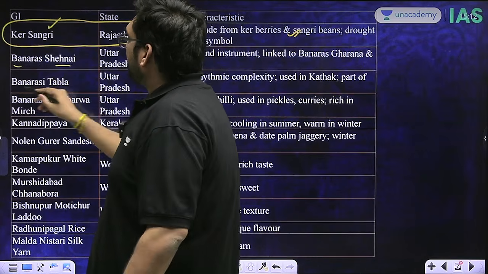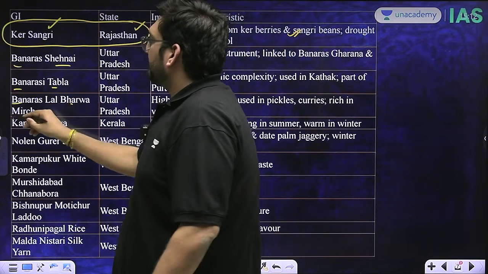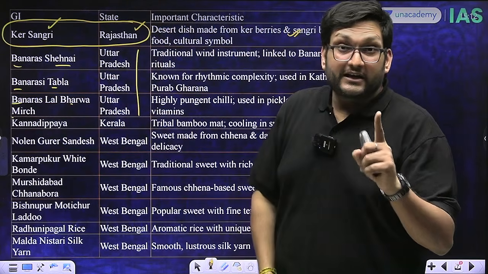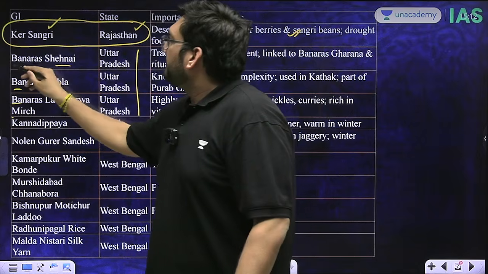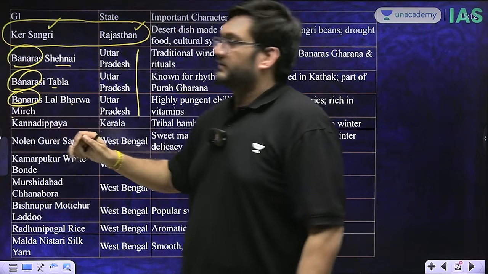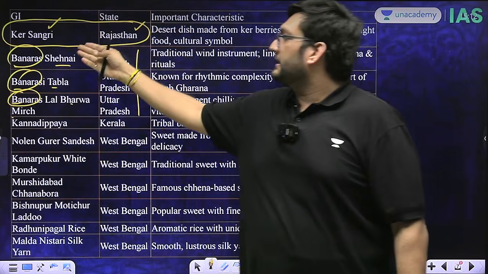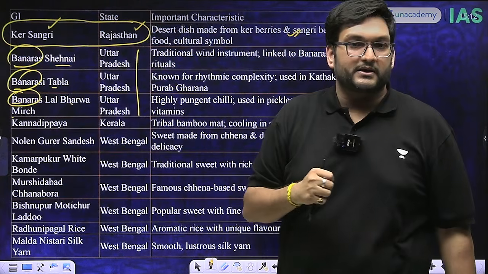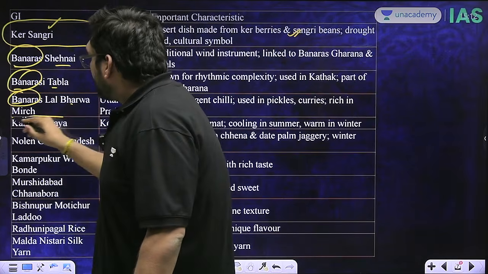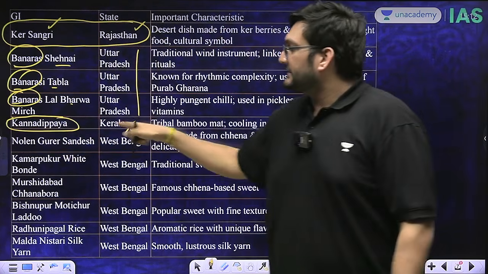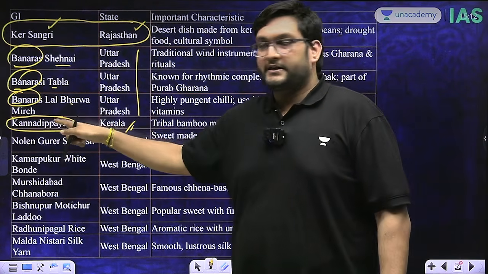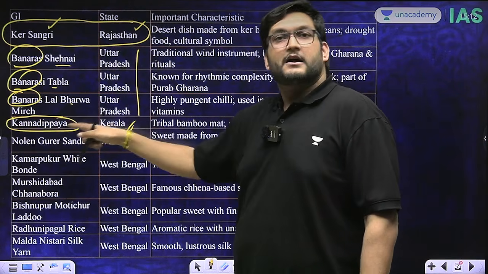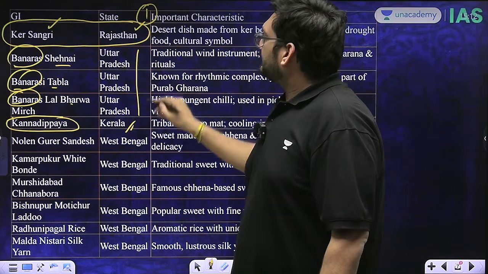Banaras Shehnai, Banaras Tabla, Banaras Lal Bhalwa Mirch, all UP, but difficult to ask in the examination because Banaras is already given. UPSC can't ask a question because it will become very obvious that it is Uttar Pradesh. Then Kannadippaya, Kerala. This is a tricky one because people tend to say Kannada and then think Karnataka, but it is Kerala. So one, learn this, second, learn this.